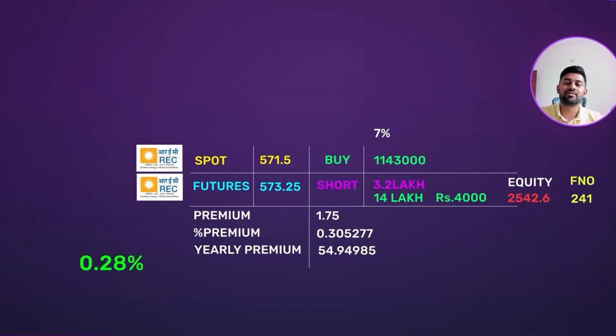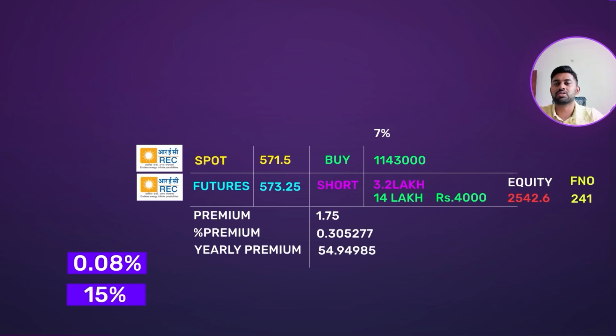Now your yield will no longer be this 4,000 divided by 14 lakh into 100. It will rather be 1,200, because you made 4,000 rupees, but you're losing 2,800 rupees in the form of government taxes. So yield is now 0.08%. So even if I multiply it with 180 to get the yearly premium yield, it is just 15%. It is as good as any mutual fund investment.